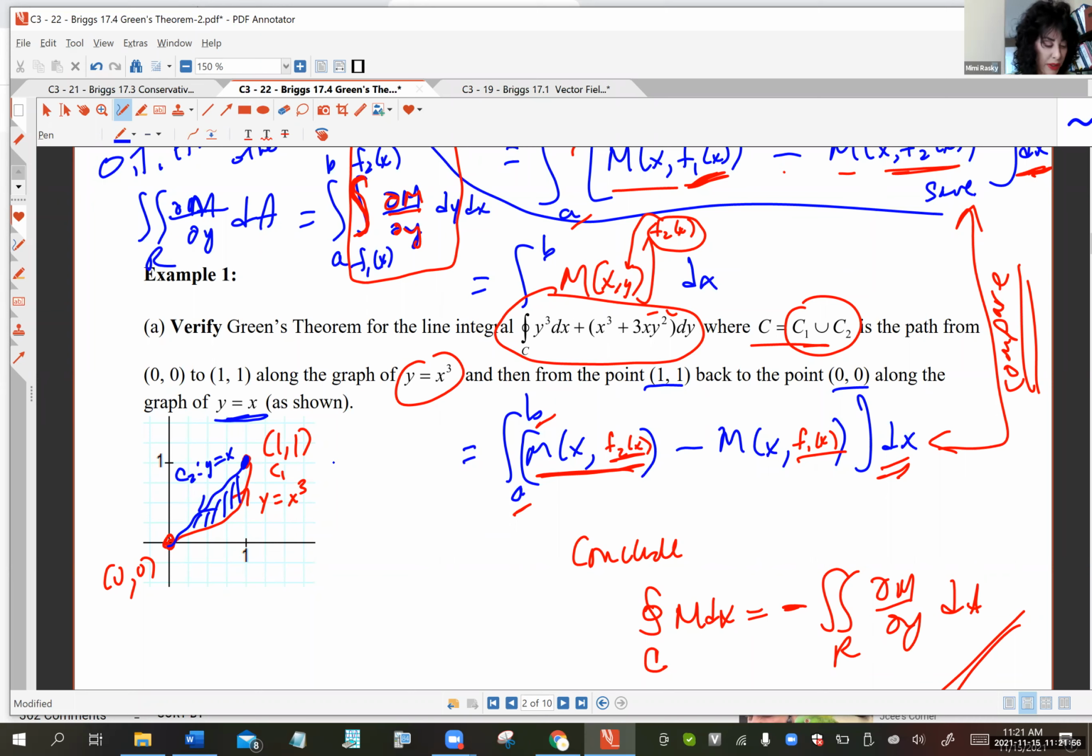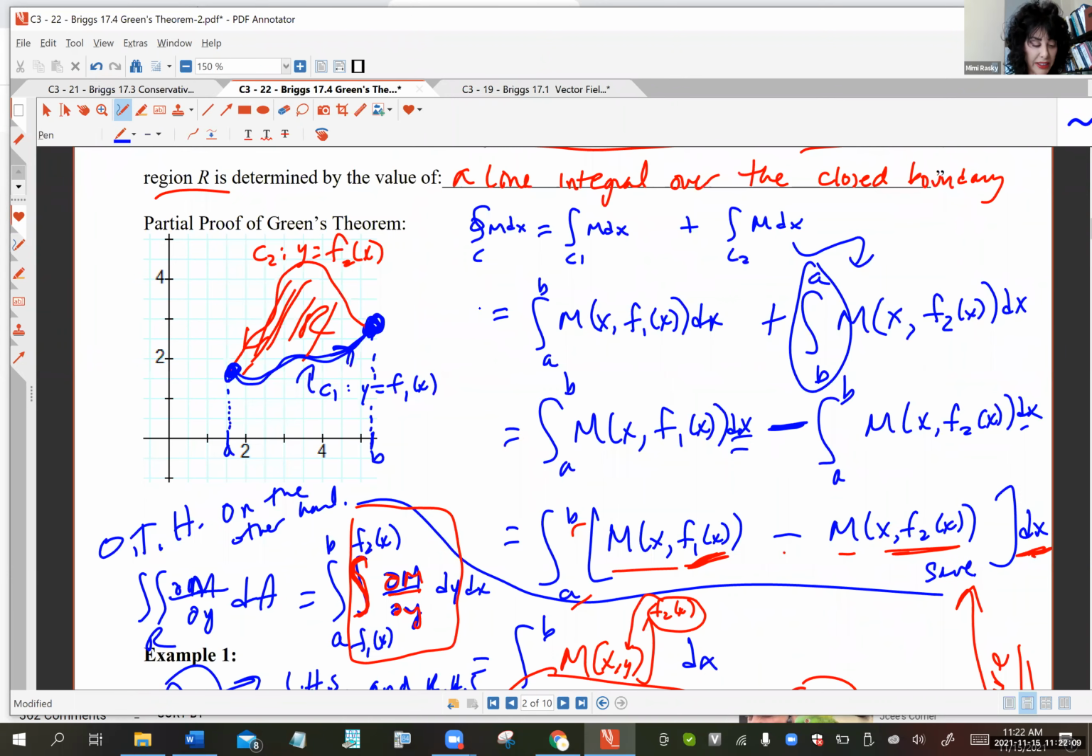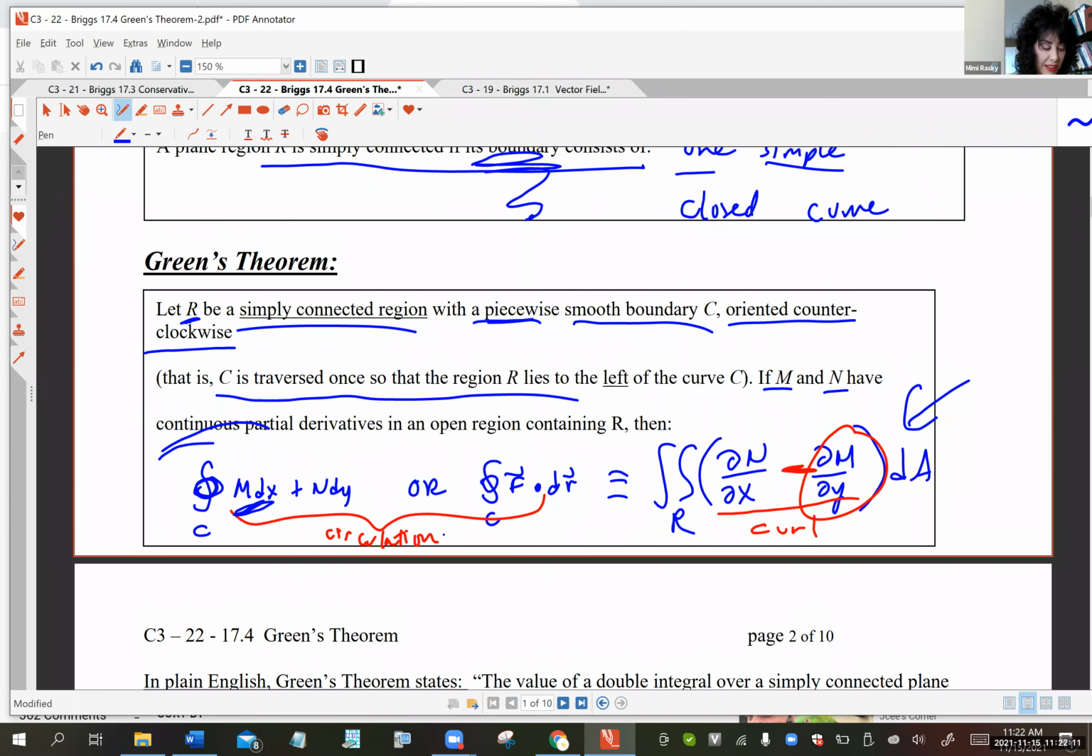So when we do the verify, that means we have to do the left-hand side of Green's and the right-hand side. And so this is really a two-part problem. That's why it's going to take me some time. The left-hand side of Green's is a line integral. So we're going to use all of our knowledge of line integrals, brute force everything right now. It's good review.